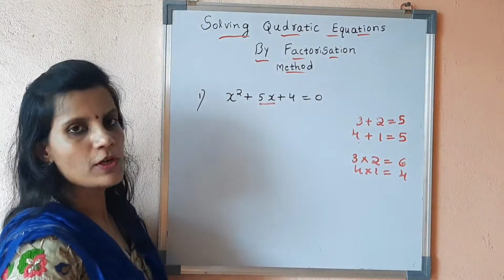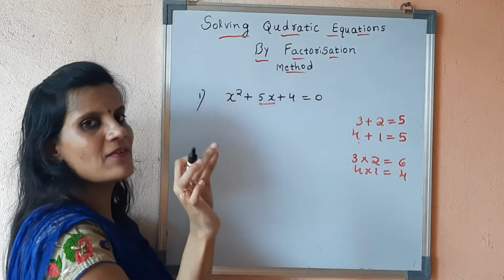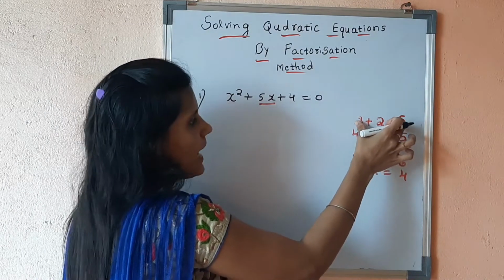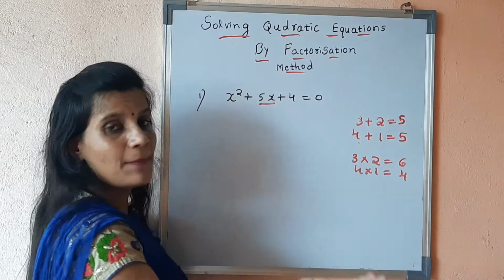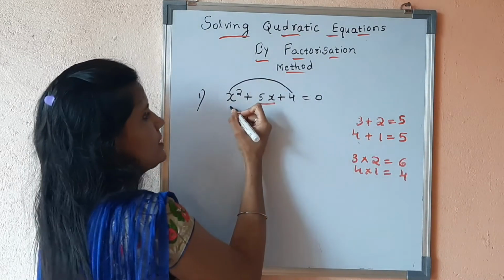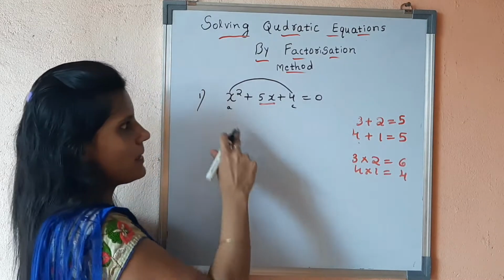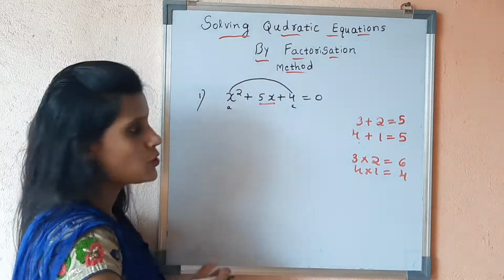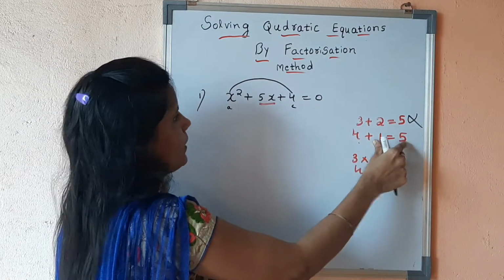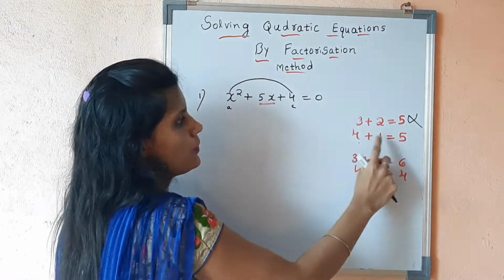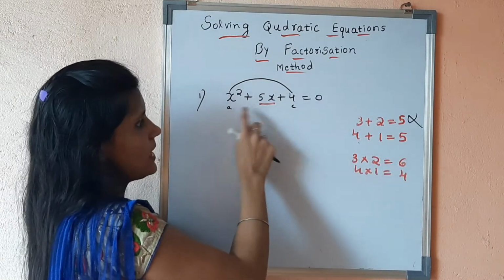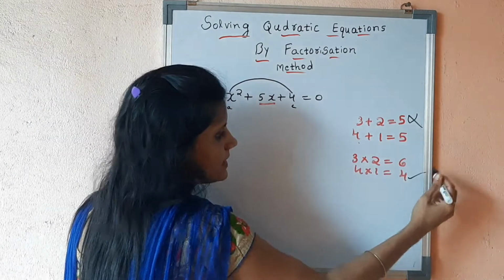I already told you b should be the sum b1 plus b2. So if I take 3 plus 2 is equal to 5, I will get 5. But if I multiply 3 into 2, I am getting 6. But if I multiply a into c, see this is in place of a and c, I am getting 4. So this one I cannot take. The second thing, 4 plus 1 is 5, I am getting the middle term, and 4 into 1 is equal to 4. Here what will I get? 4, so I can take this one.